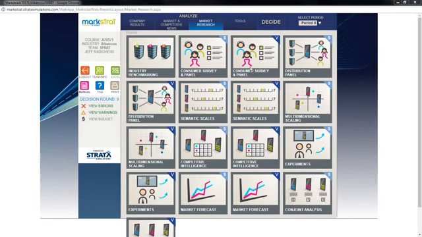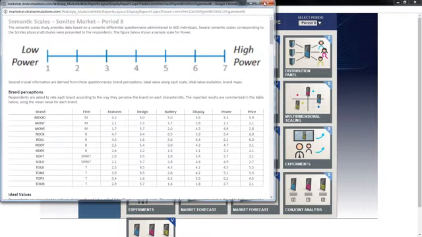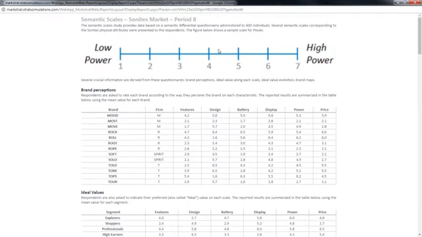Okay, let's look at the Semantic Scales market research study. What the Semantic Scales report is, is basically that you have paid a research company to go out and ask consumers questions about how they perceive the different brands in the marketplace, and also what their ideal values are on each of the attributes. If they were putting a product together themselves, exactly how would it look?